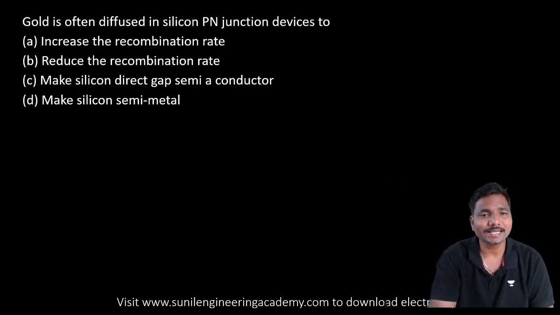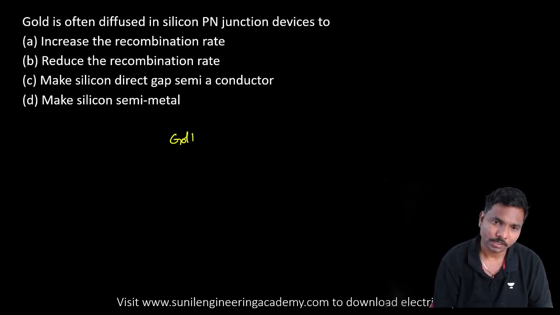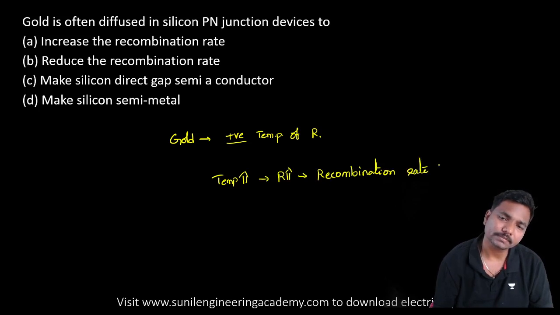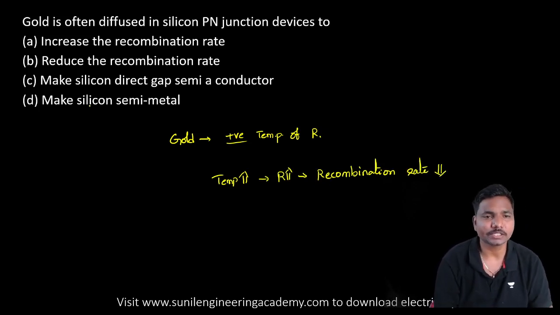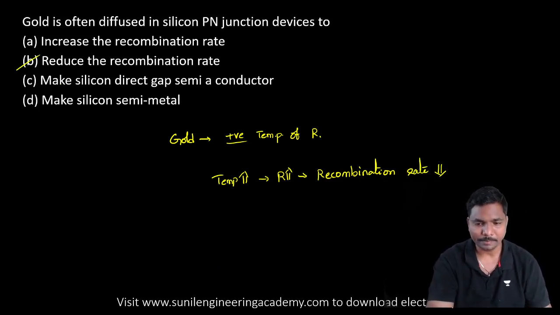Gold is often diffused in silicon PN junction devices to dash. Why is gold diffused? Gold is a metal and it has a very high positive temperature coefficient of resistance. So as temperature increases, the resistance also increases, then the recombination rate, I mean conductivity, decreases. So to reduce the recombination rate, we use gold. Coming to the next question.